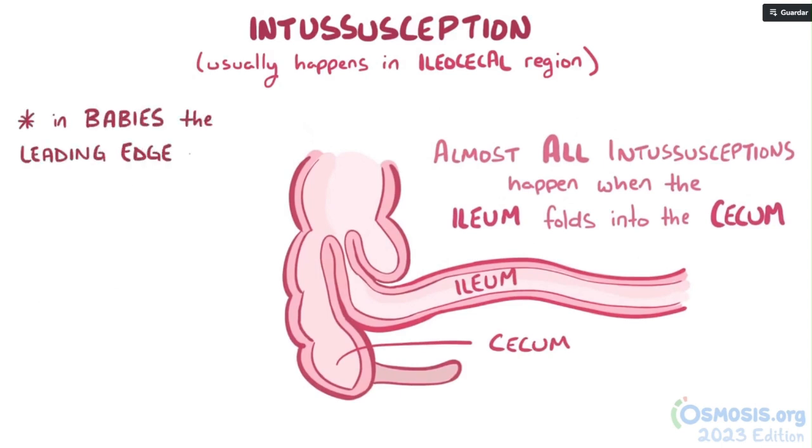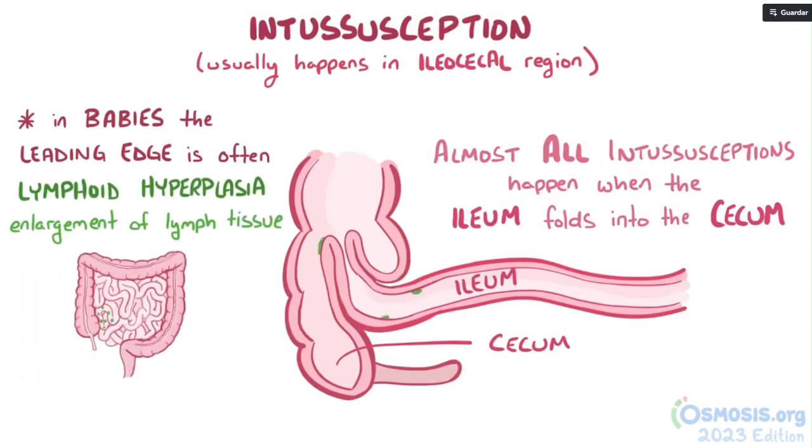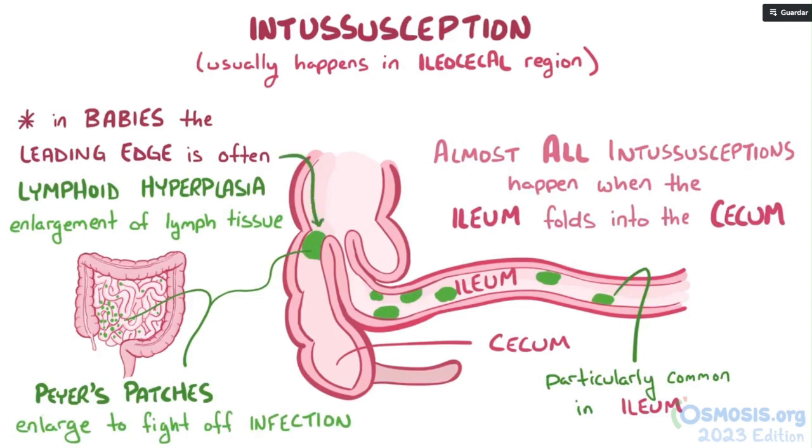In babies, the leading edge is most often caused by lymphoid hyperplasia, or the enlargement of the lymphoid tissue. There are a ton of tiny lymph nodes sprinkled through the intestines called Peyer's patches, and they're particularly common in the ileum. When a child gets some sort of viral infection in the gastrointestinal tract, usually caused by rotavirus or norovirus, the Peyer's patches enlarge to help fight off the infection, and sometimes become a lead point that drags the ileum into the cecum, causing intussusception.